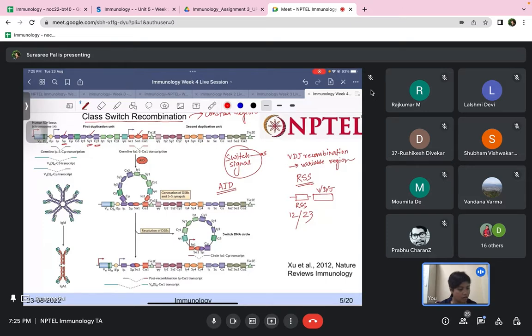Does anyone have any idea what the full form of AID is? Ma'am, once again, what is the full form of AID? Anyone has any idea? Somebody has replied in the chat box: activation induced cytidine deaminase. Yes. Oh, actually I didn't check it.